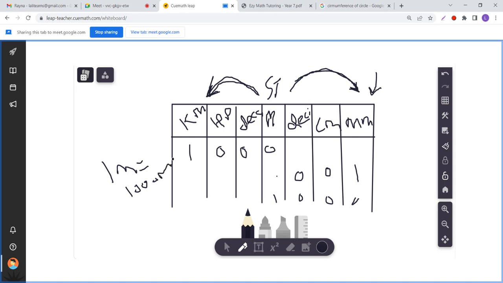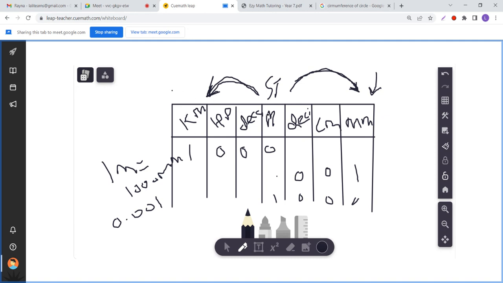But when I change it, how many millimeters? Then it becomes, say, under millimeter, we are having 1, right? And under meter, we are having a decimal. That means 0.0001. So it depends on your conversion.